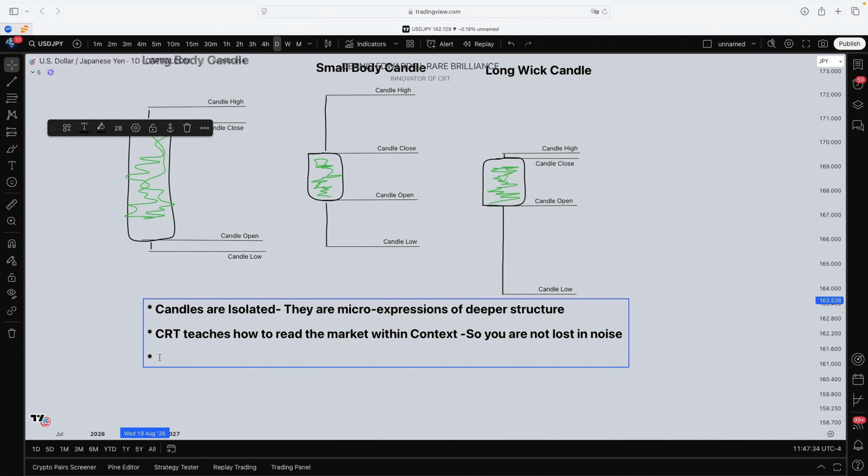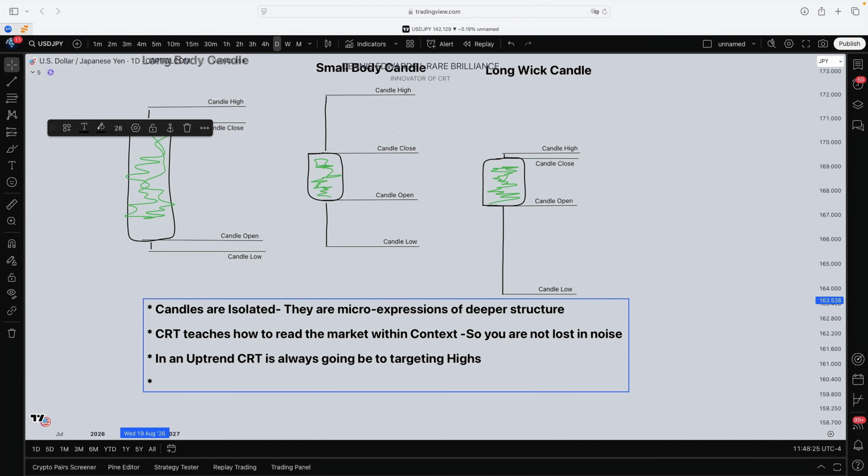What's going to make this even clearer and understandable is this. This shows you how simple CRT really is. In the uptrend, CRT, candle range theory, means that you are always going to be targeting highs. Okay. In the uptrend, you're always going to be targeting highs. So I'm going to write that down as well. And now, as I'm sure you can already tell, in a downtrend in CRT, you are always going to be targeting lows. Okay.